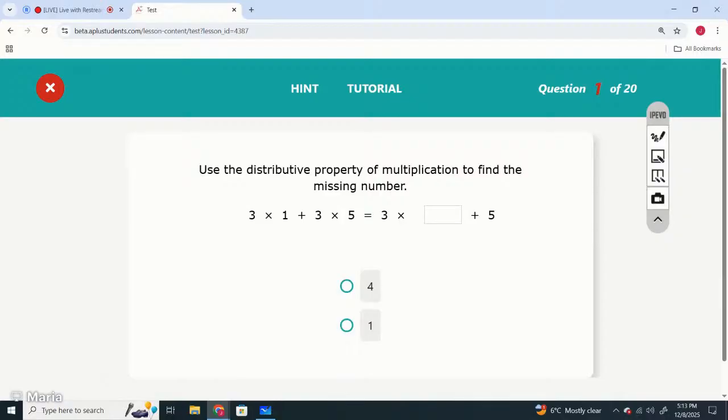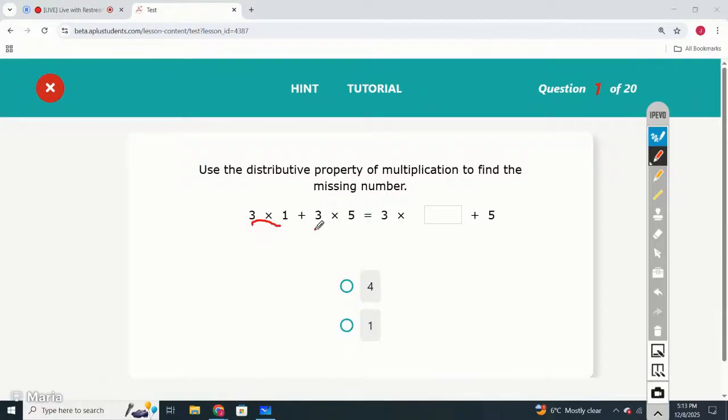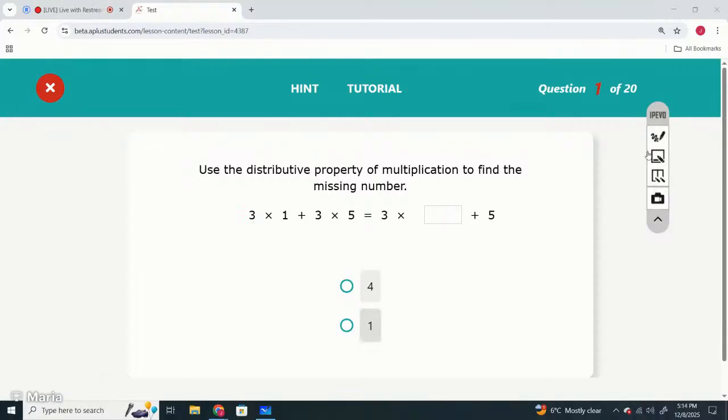Use the distributive property of multiplication to find the missing number. So 3 times 1 plus 3 times 5, right? So we need to write 3 times A plus B. We already have 3 here and 5 here. So the missing number is 1. Option number 2 is the correct option, that is 1. The correct option is 1.